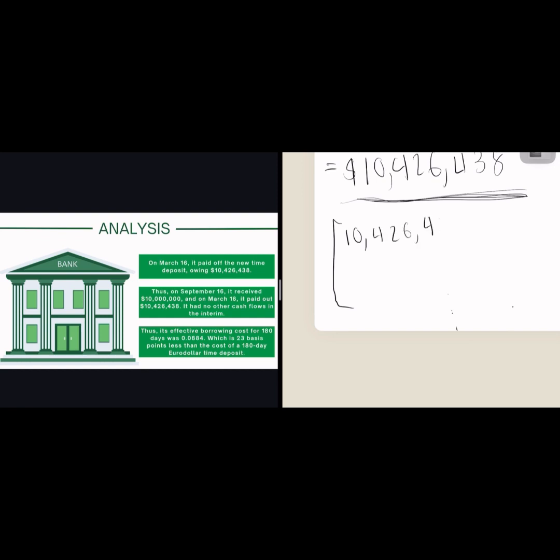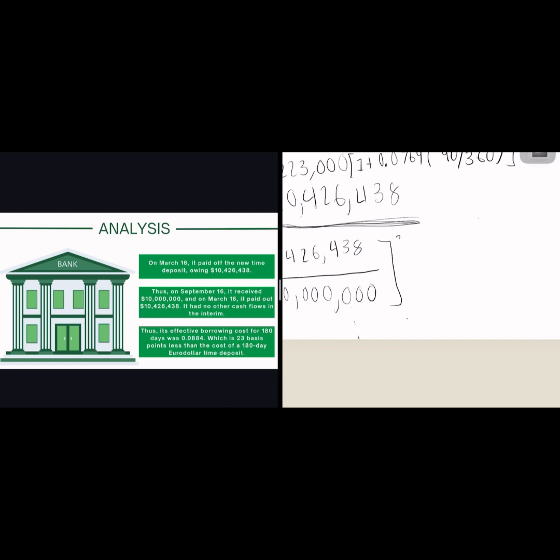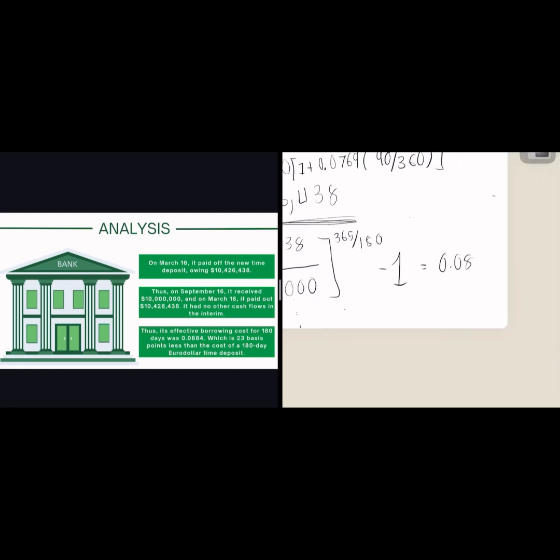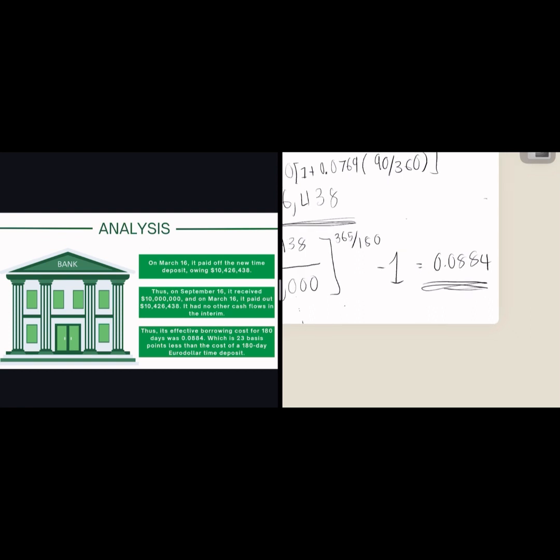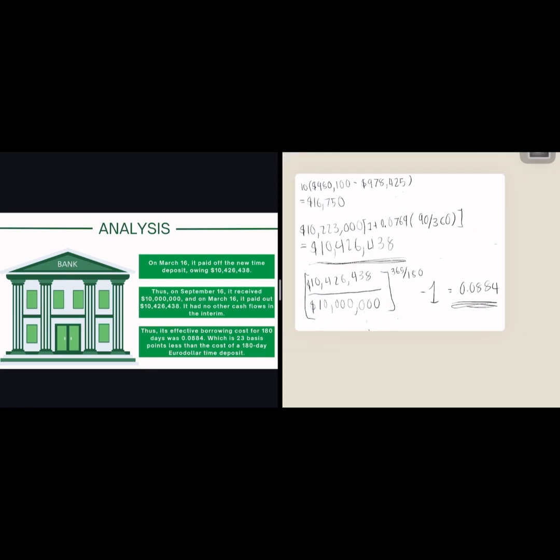The 1,426,438 divided by the $10 million. Let's put dollars. Raised to the power of 365 over 180 minus 1. And we will get 0.0884. Which is 23 basis points less than the cost of a 180-day Euro-dollar time deposit.